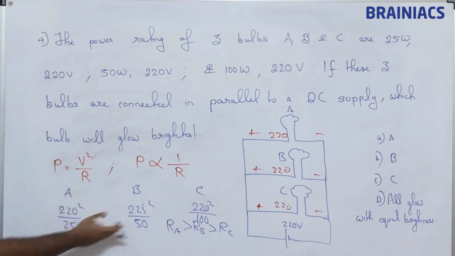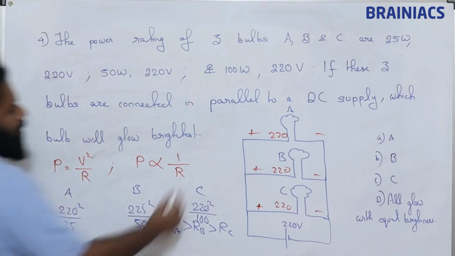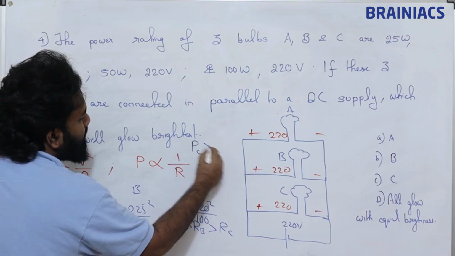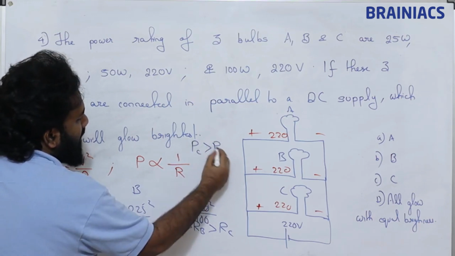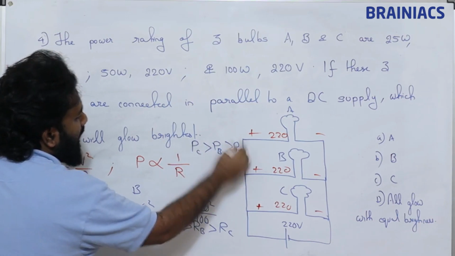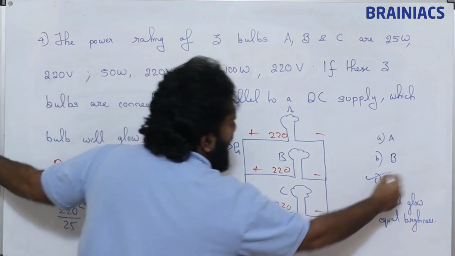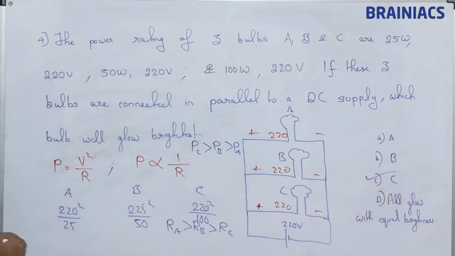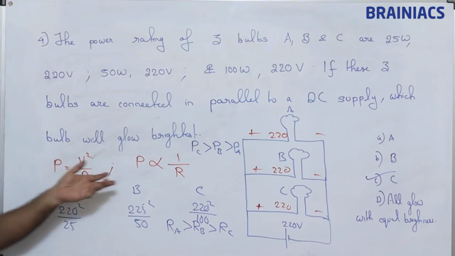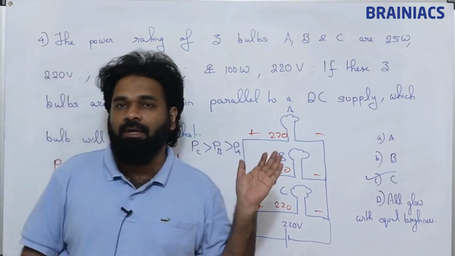So power and resistance are inversely proportional. So power will be more for C, PC greater than PB greater than PA. So which one will glow brightest? C will glow brightest. So this is the difference between the series connection and the parallel connection. Please note it down.